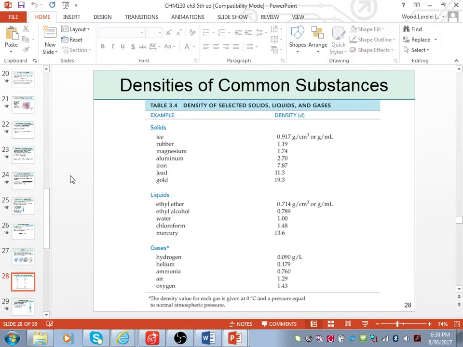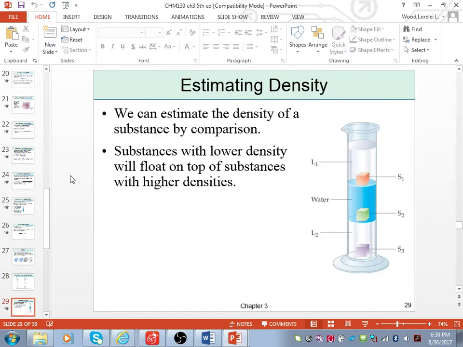All right, so if I said, let's see, I think we've got an example in the PowerPoint. Here we go. All right. We know the density of water is what? 1. So what could we say about the density of liquid 1 up here? What could we say about the numerical value of the density of liquid 1? Less than 1. What could I say about the numerical value of the density of liquid 2? Greater than 1. What could I say about the numerical value of the density of solid 3?